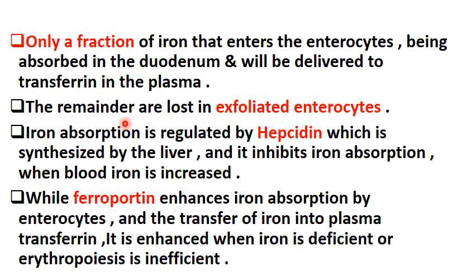The iron absorption is regulated by hepcidin, which is synthesized in the liver and inhibits the iron absorption. We said it inhibits the iron absorption when the blood iron is increased. Ferroportin enhances iron absorption by enterocytes and the transfer of the iron into the plasma transferrin. So it is enhanced when there is iron deficit or erythropoiesis is inefficient or ineffective.